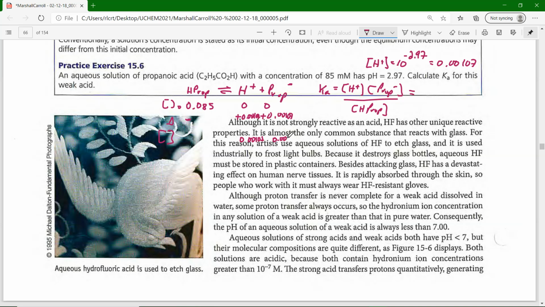My prop minus will be 0.00107, and my H prop will be 0.085 minus 0.00107, which is 0.08393. Oh, I'm doing too many sig figs, aren't I?